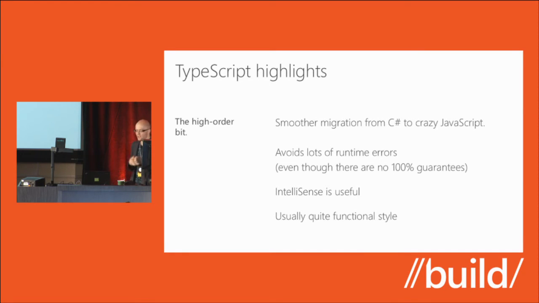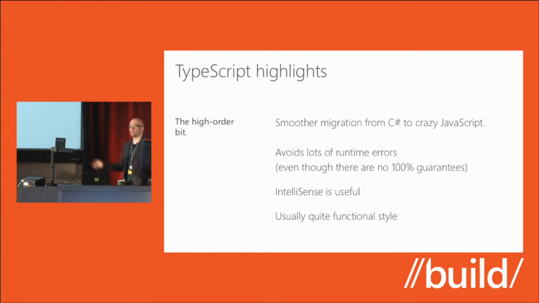It actually avoids quite a bit of runtime errors, even though there are no 100% guarantees about the type safety of your program. Quite often, most of the time, the type system is strong enough to figure out the most common errors, like swapping the parameters, having typos in property names, and so forth. This is at least my experience with it.